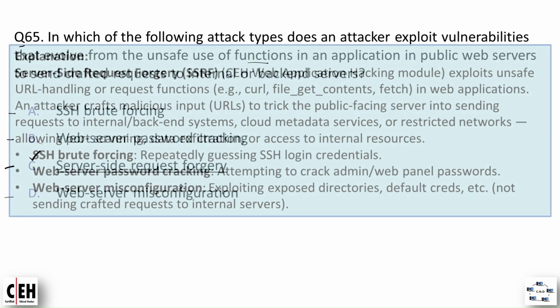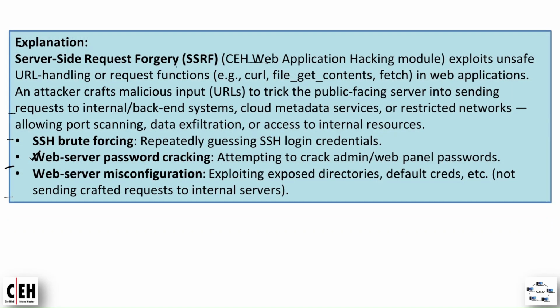And the explanation is, server-side request forgery, SSRF, covered in the CEH web application hacking module, exploits unsafe URL handling or request functions, for example, curl, file_get_contents, fetch in web applications. An attacker crafts malicious input URLs to trick the public-facing server into sending requests to internal and backend systems, cloud metadata services or restricted networks, allowing port scanning, data exfiltration or access to internal resources.